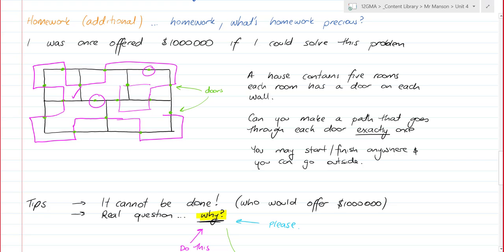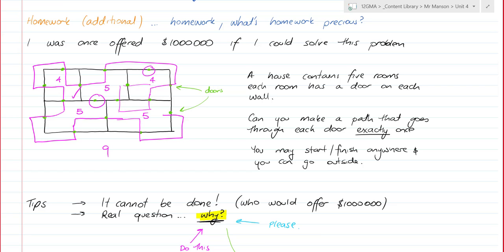This room has 4 doors, this has 5. This room has 4. This room has 5. This room has 5. And the outside has 9. So there are odd vertices, 4 of them. Therefore, it is neither semi-Eulerian or Eulerian, and I cannot travel from one position on this graph the whole way around only once. Any questions?